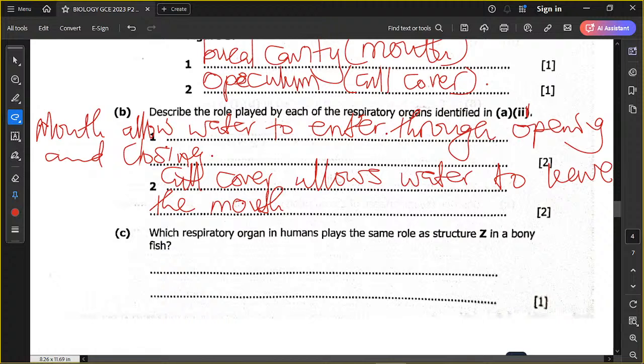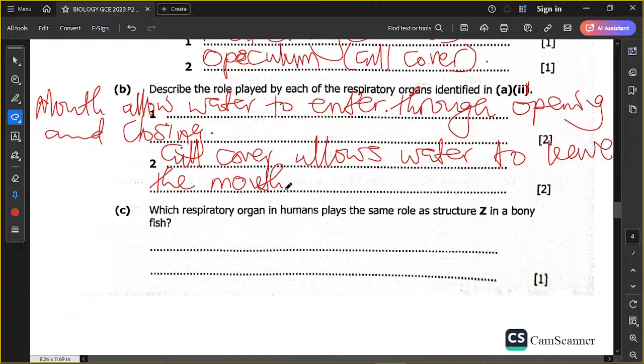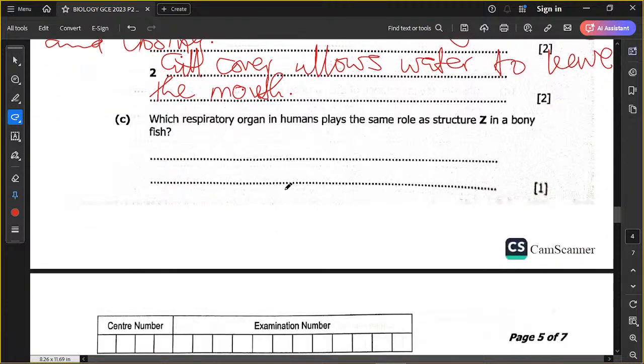The fish will open the mouth and swallow some water and trap some water, and then the gill cover will open to release the water that is trapped. Okay, that's what you mean, isn't it? Yes. Okay. We come to C. So gill cover allows water to leave the mouth.